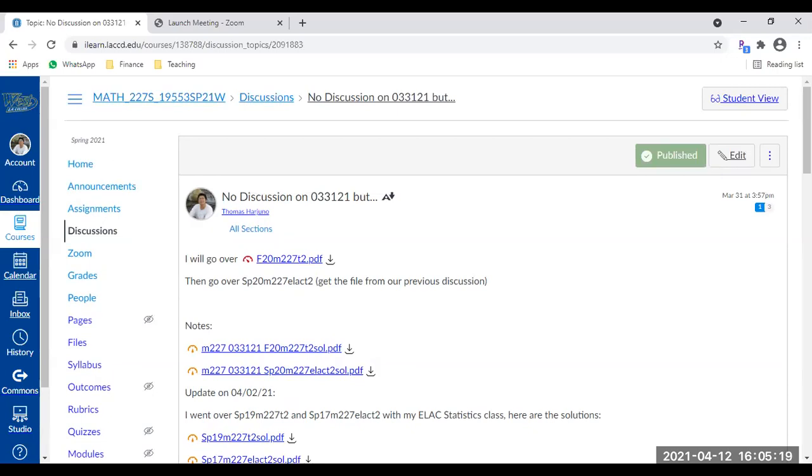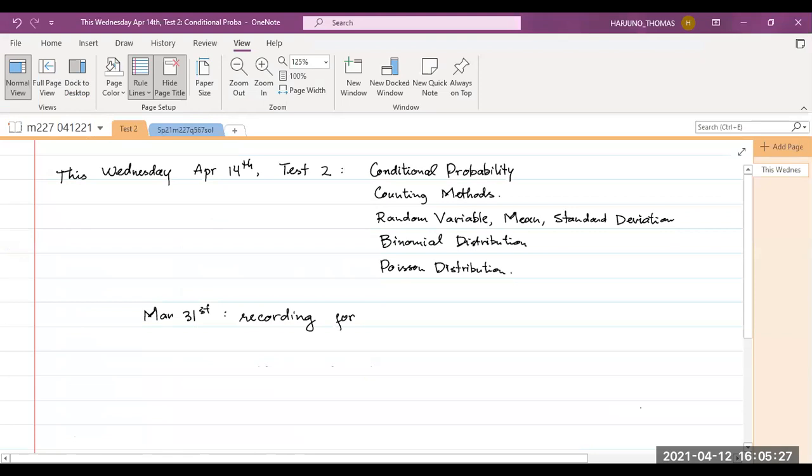Anyway, I hope you do much better in this test 2. Of course, if you don't put enough effort in, then your expectation will not be high enough. If you put enough effort in, then the amount of effort you put in is linearly corresponding to your expectation, of course. So the recording for math March 31st, you can see on Zoom.